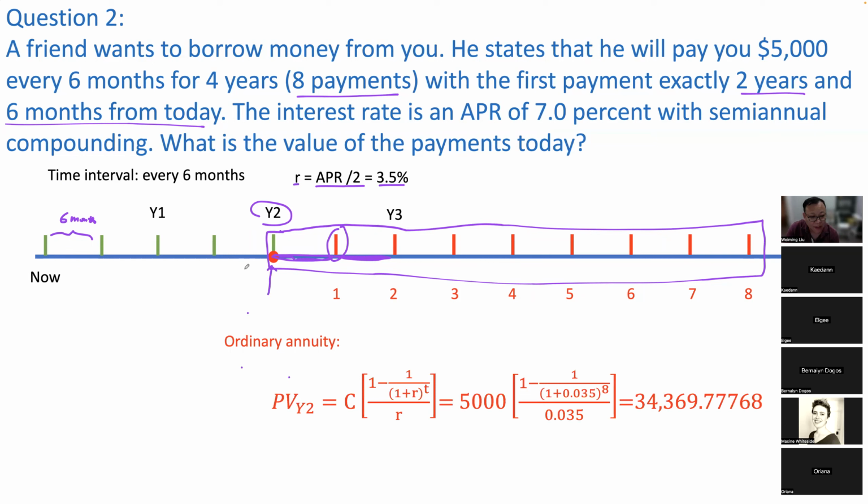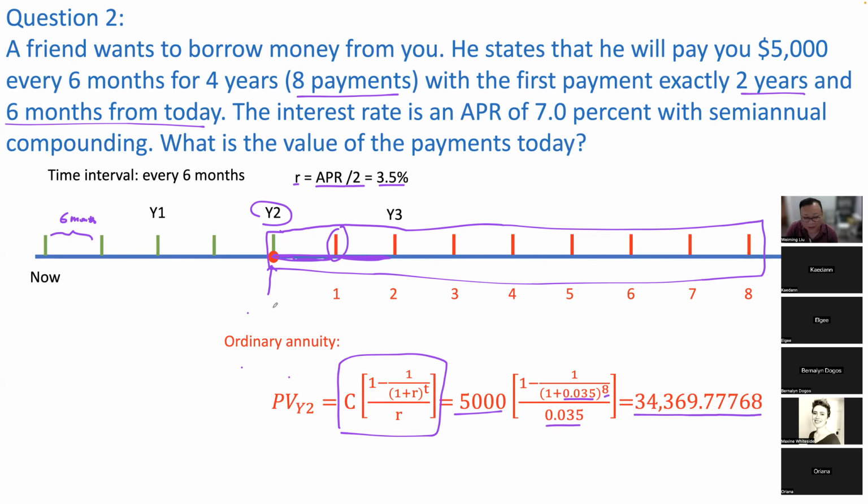Present value at year 2, right? That's the time. Present value at year 2 is actually an ordinary annuity. I'm going to use that ordinary annuity formula, okay? So C is the payment, which is 5,000. And in this case, there are 8 payments, right? So T equals 8. And R equals 3.5%, so 0.035, okay? So when I bring all these numbers into this formula, my result is 34,369.78.